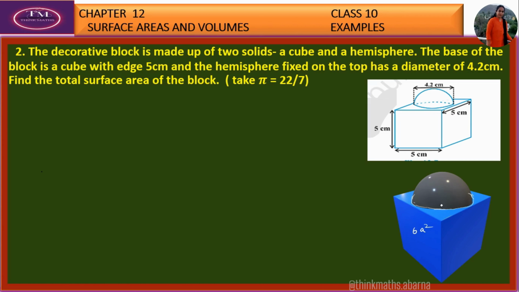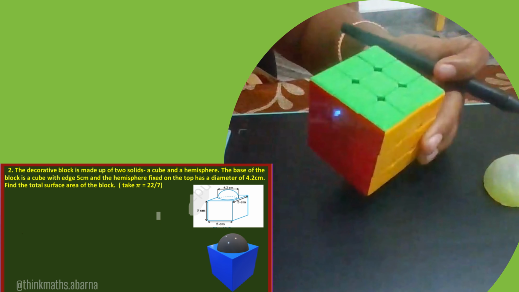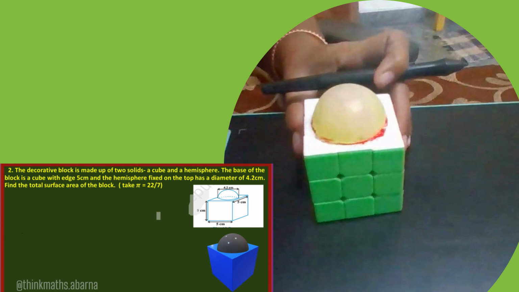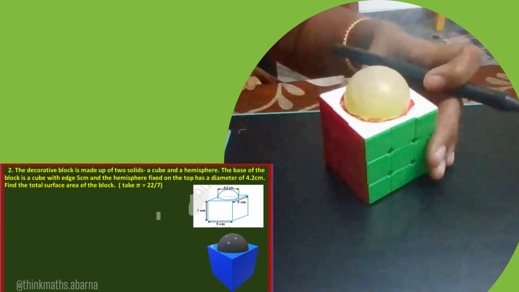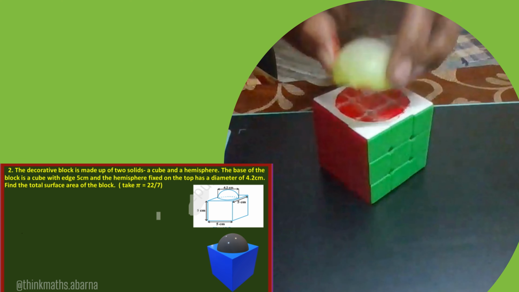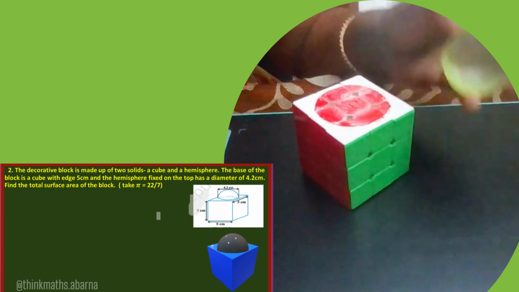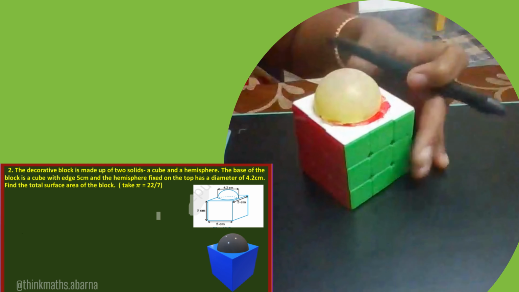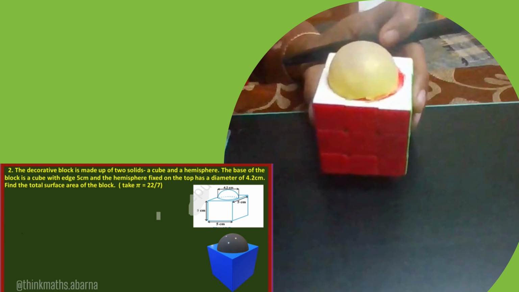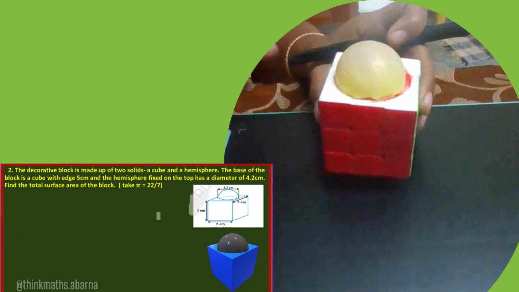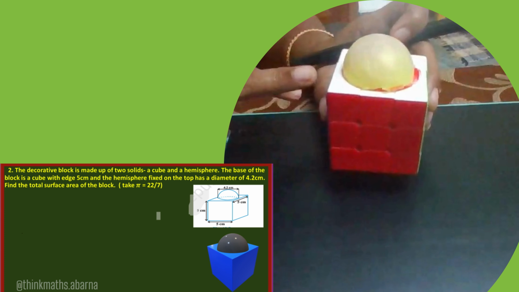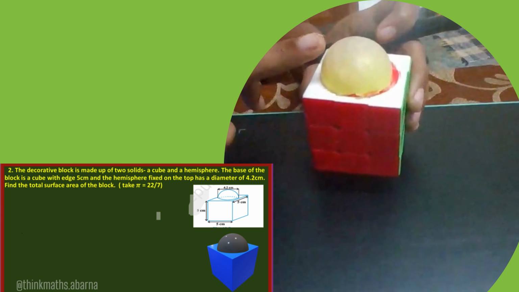Now check this Rubik's cube and a hemisphere practically. Now look here, this is the Rubik's cube. This is the shape of a cube. In this cube, a hemisphere is placed on top. So this is the block that is given. This is the hemisphere, that is, half of the sphere is the hemisphere. This hemisphere is placed on top of the cube. So this is the block. We have to find out the total surface area of the block. This block includes a cube and a hemisphere.